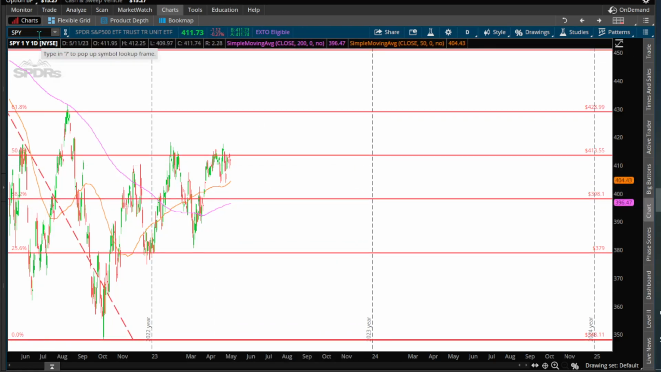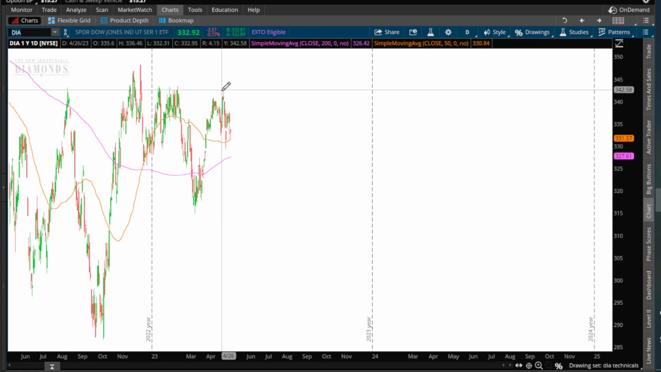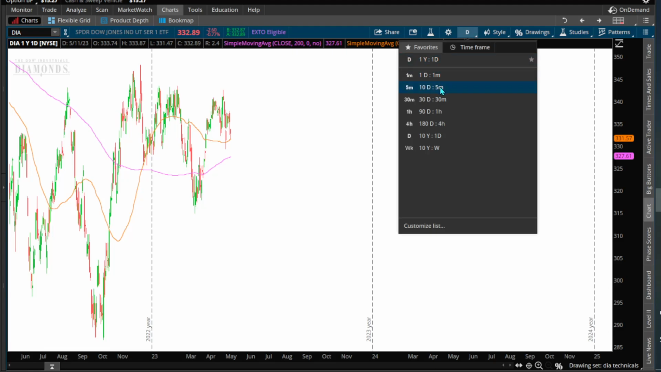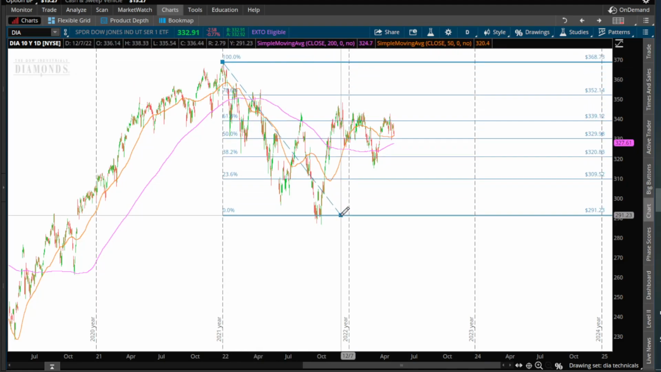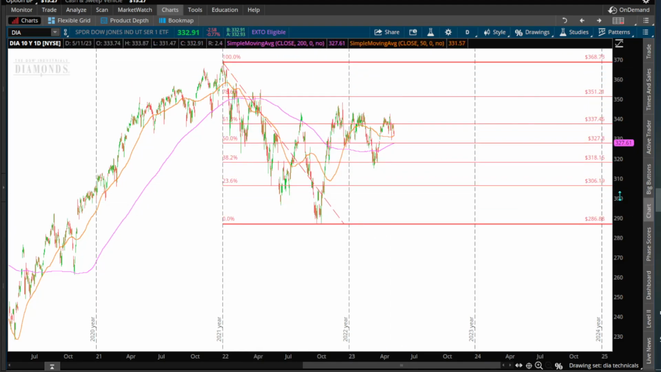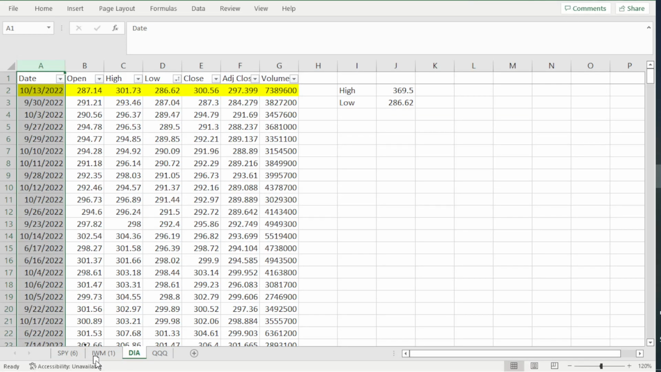Now let's go ahead, let's look at the Dow, so DIA. And let's go over to the 10-year, 1 day, just so we can see a broader view of this. Let's just draw that fib right there. And let's double check the highs and the lows.